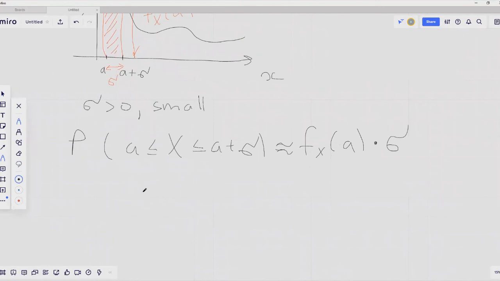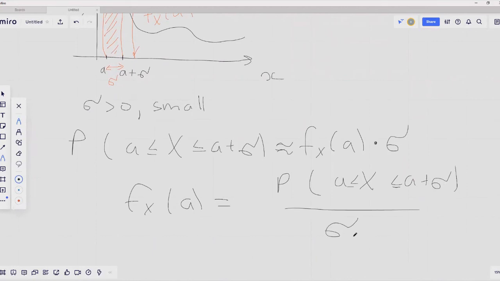So if we express PDF in terms of that probability and the width of our interval, we can say that PDF here is described as probability over unit mass, from which we have the name of our probability density function. So probability density function describes a density.